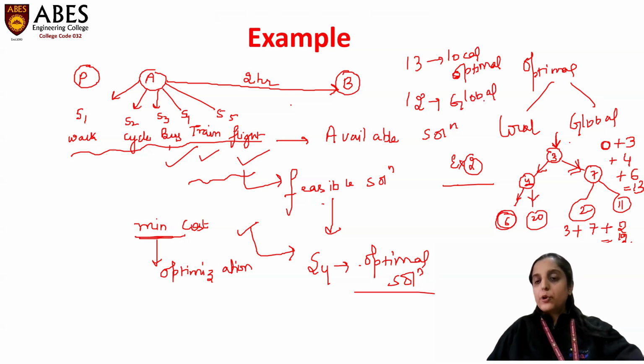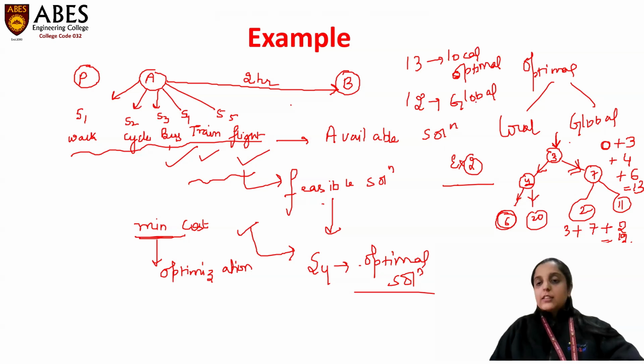But the greedy approach has not suggested that to you. Whatever best comes to your mind at that time, you choose that solution, but that solution is a local optimal solution, not a global optimal solution. So this is the major disadvantage of the greedy algorithm.